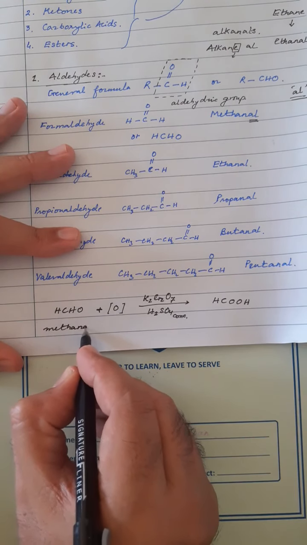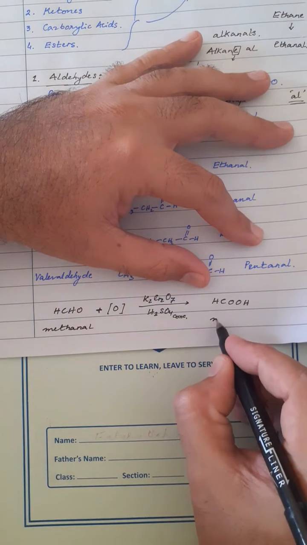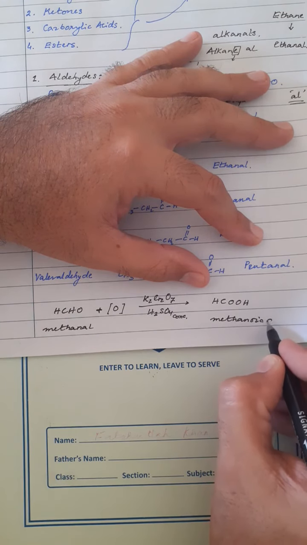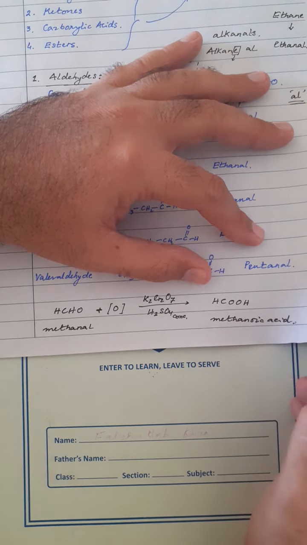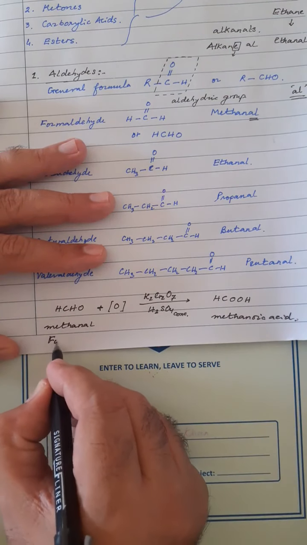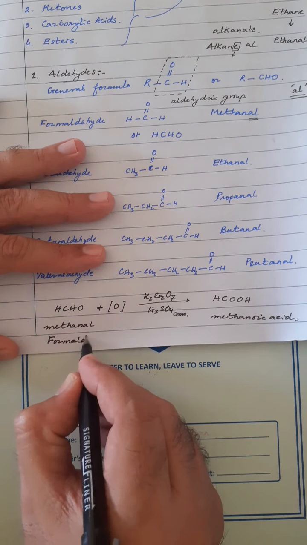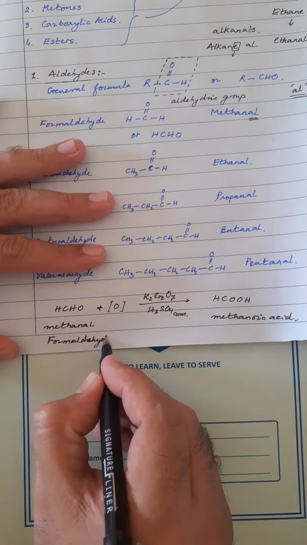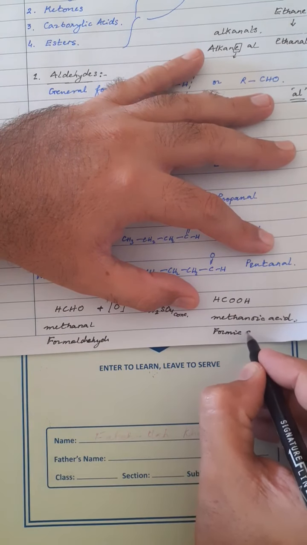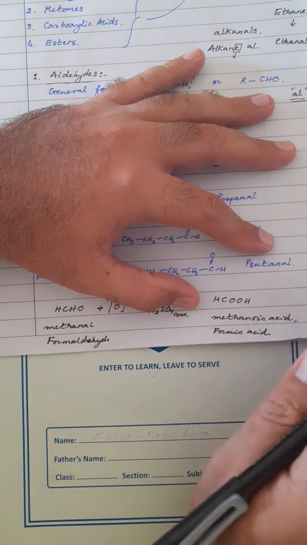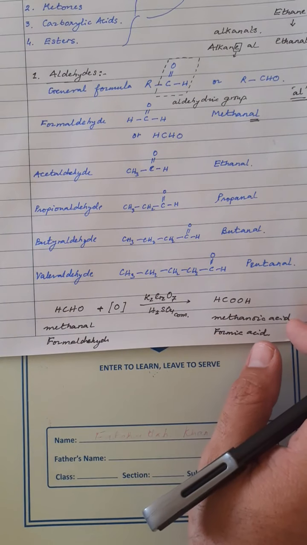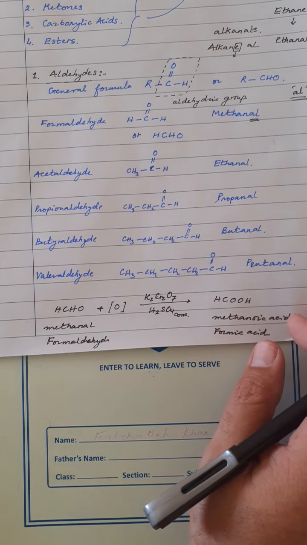Now this is methanal, and this is methanoic acid. If you want to name them by common names, what is this? Formaldehyde, and this one is formic acid. So why do we call methanal formaldehyde? Because it can convert into formic acid, the first carboxylic acid.